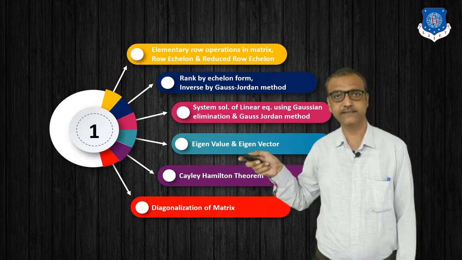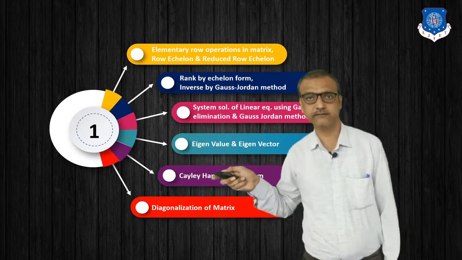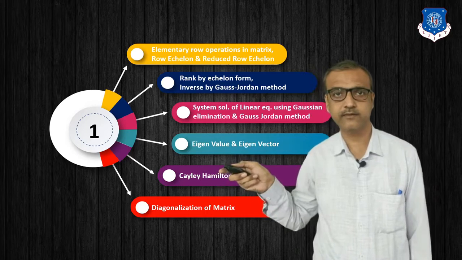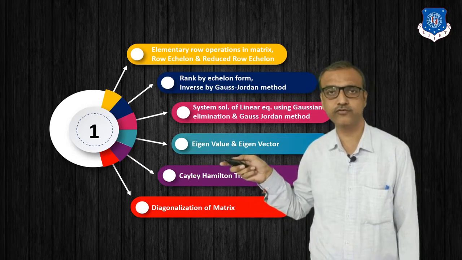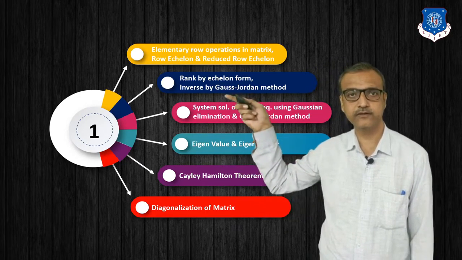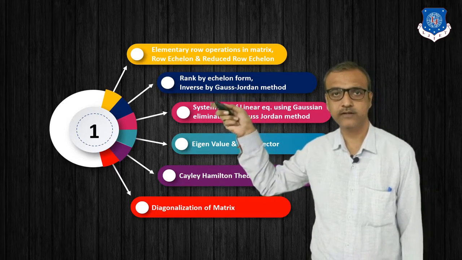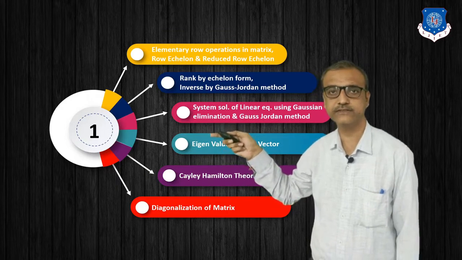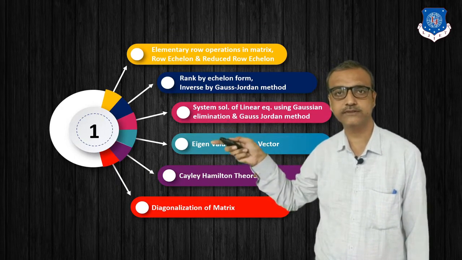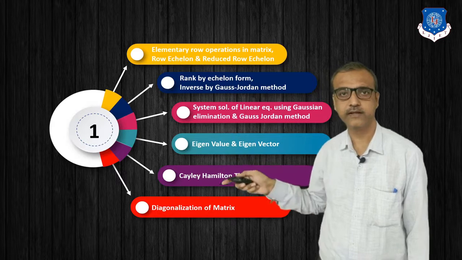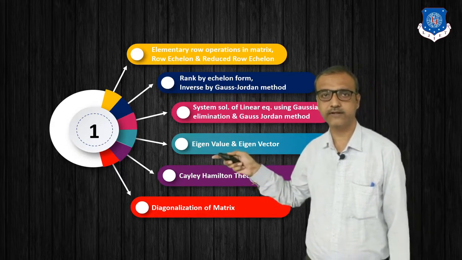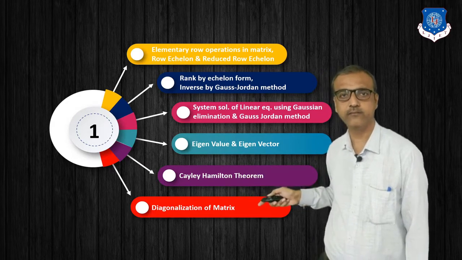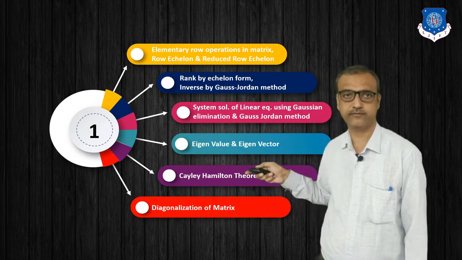So we will study these topics in matrices, that is elementary row operations in matrix, then row echelon form, reduced row echelon form, then rank by echelon form, inverse by Gauss-Jordan, then solution of system of linear equations using Gaussian elimination and Gauss-Jordan method, then eigenvalue and eigenvector, then Cayley-Hamilton theorem, and finally diagonalization of matrix.